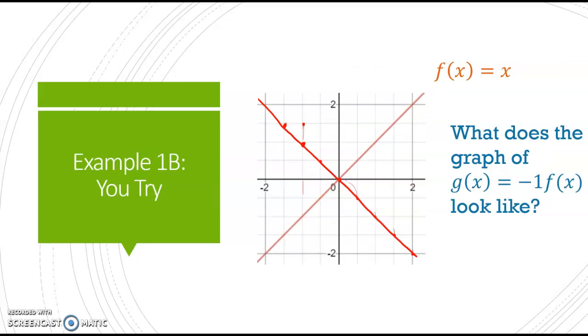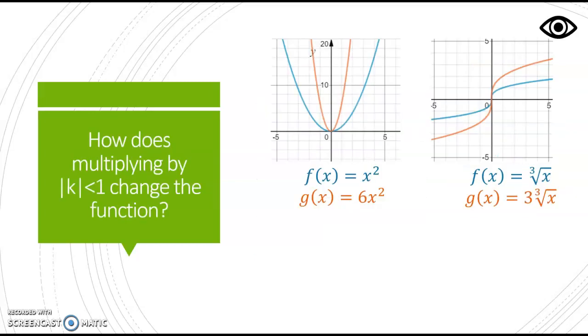That's flipping. Now we're going to look at multiplying not by a negative number, but by a number that should say greater than 1. Sorry. So we're multiplying by a number that's greater than 1. We're going to multiply by 6 here. And notice that when I multiply by 6, that graph takes the function and pushes it away from the x-axis.